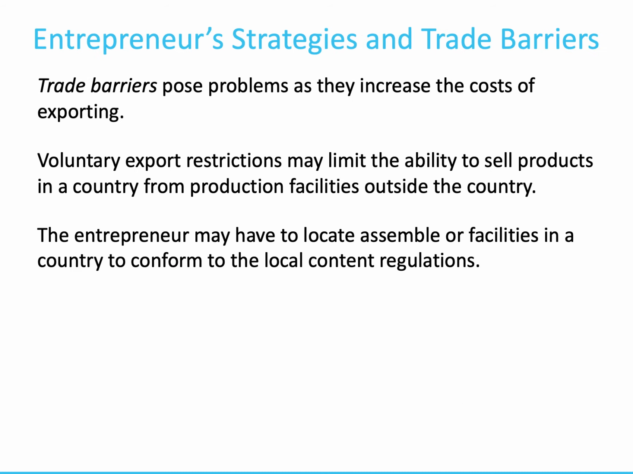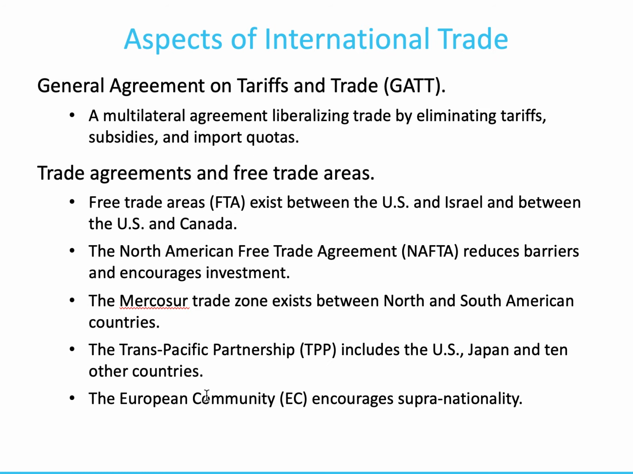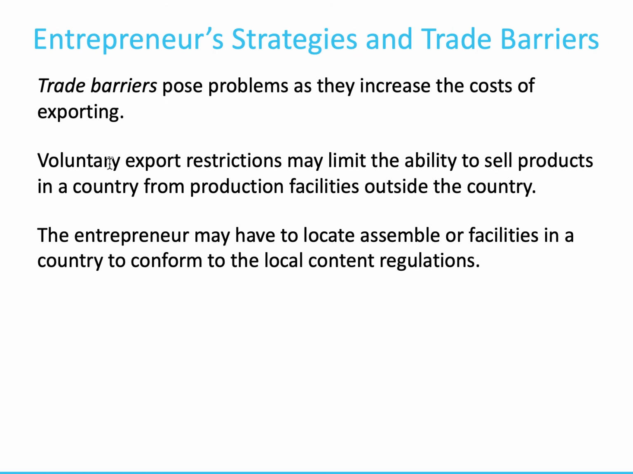Speaking of barriers, entrepreneur strategies and trade barriers. Trade barriers pose problems as they increase the cost of exporting. It's literally things countries sometimes put into place to protect domestic producers, whereas these agreements down here reduce those hurdles and allow for more trade, which generally speaking, economically speaking, makes people better off. Voluntary export restrictions may limit the ability to sell products in a country. That's when you're assessing them, you want to be aware of that. So they won't take in as many products that are produced in facilities outside the country. Again, they're trying to protect their domestic producers.